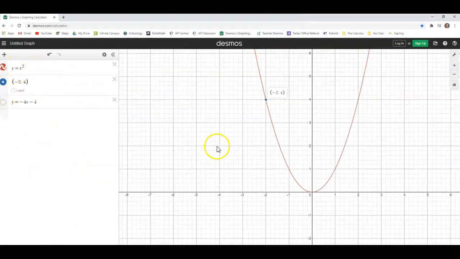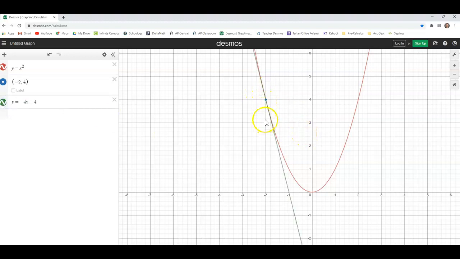I took our original function x squared, it's just a regular parabola. I put the point -2, 4, because that's our point of interest. And if I wanted to find the slope of the tangent line at this point, that's the work that we just did. Our answer was -4x minus 4. So watch when I activate that.